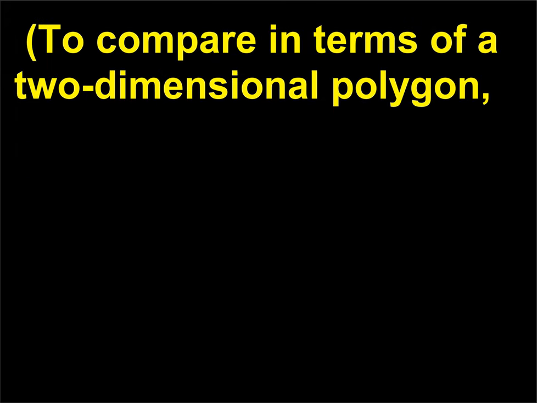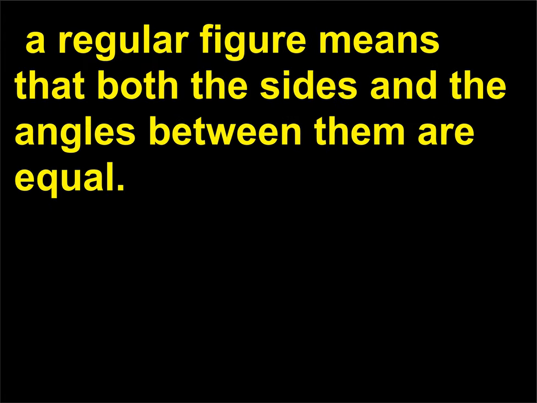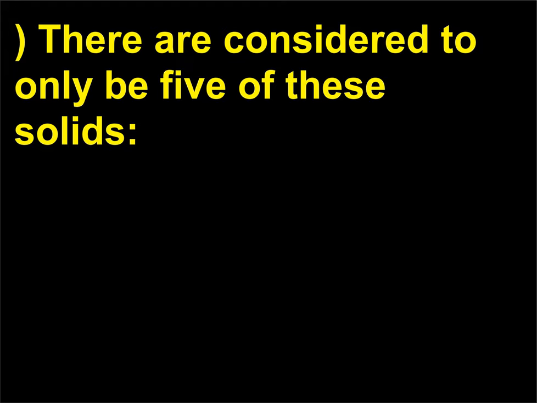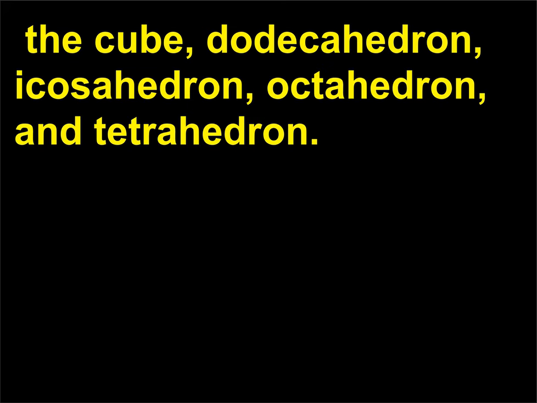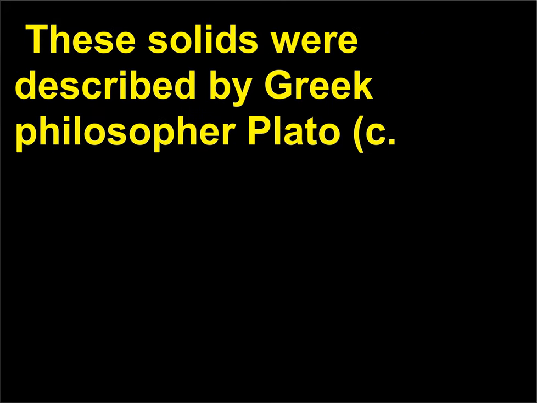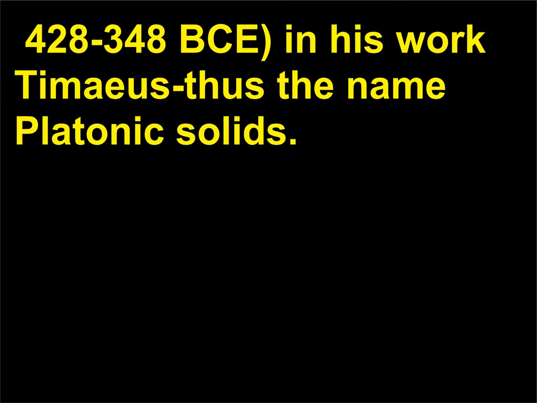To compare in terms of a two-dimensional polygon, a regular figure means that both the sides and the angles between them are equal. There are considered to be only 5 of these solids: the cube, dodecahedron, icosahedron, octahedron, and tetrahedron. These solids were described by Greek philosopher Plato, c. 428 to 348 BCE, in his work Timaeus, thus the name Platonic solids.